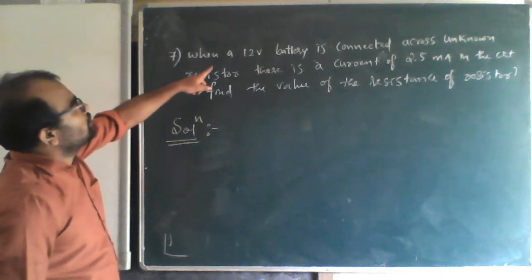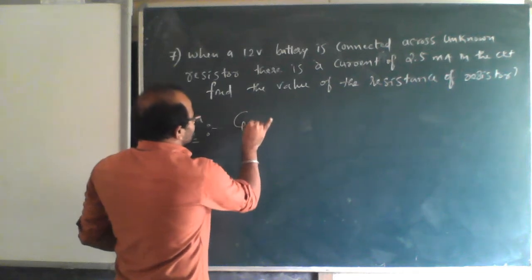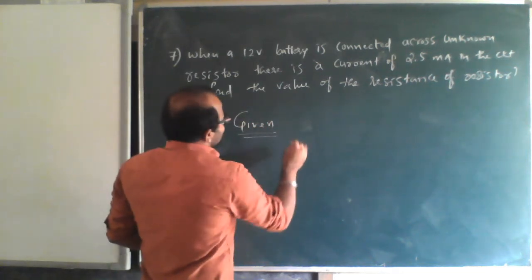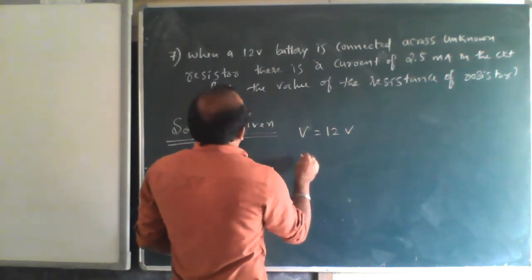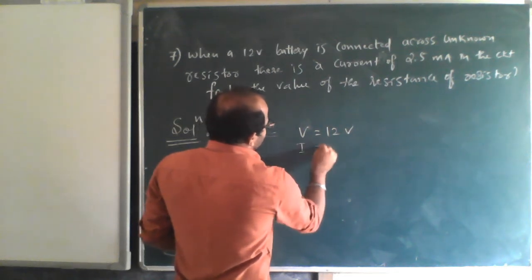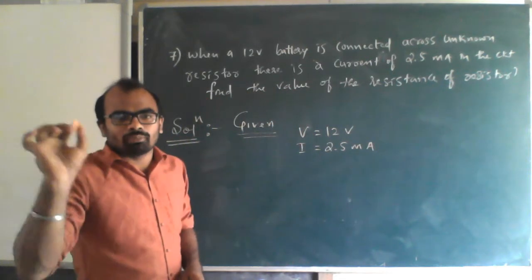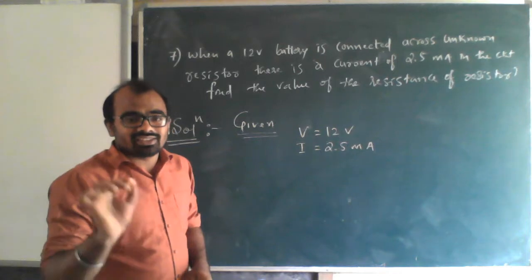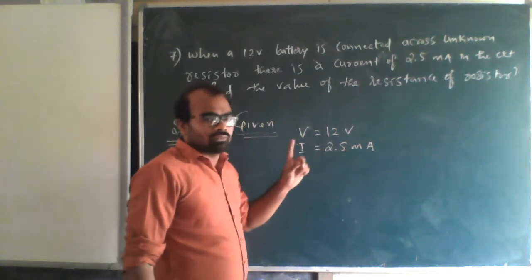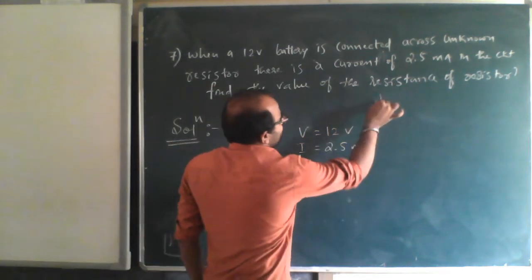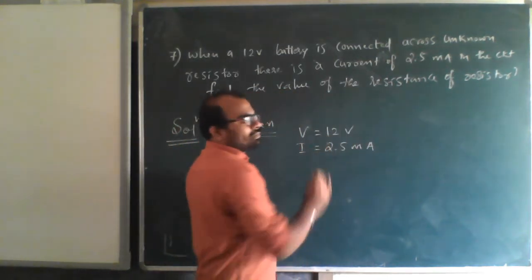Solution. When a 12 volt battery is connected across an unknown resistor, what is given here? V equal to 12 volt. The resistor we don't know. The current given is I equal to 2.5 milliampere. Remember, milli means 10 to the power minus 3, and micro means 10 to the power minus 6. The small m is milli, and micro is represented by mu.